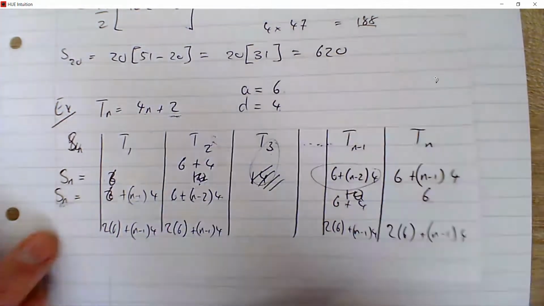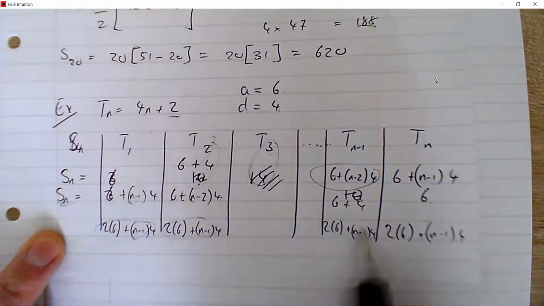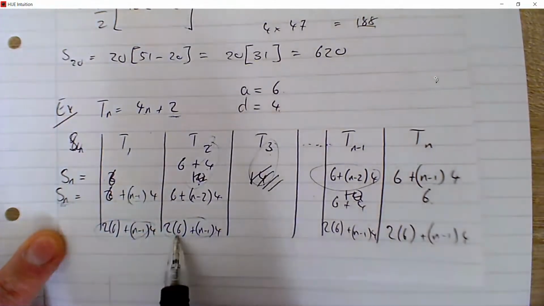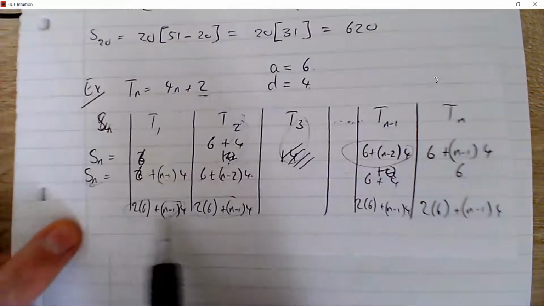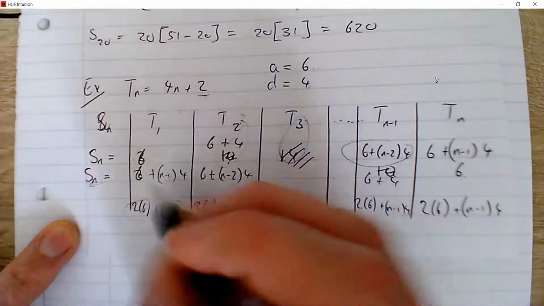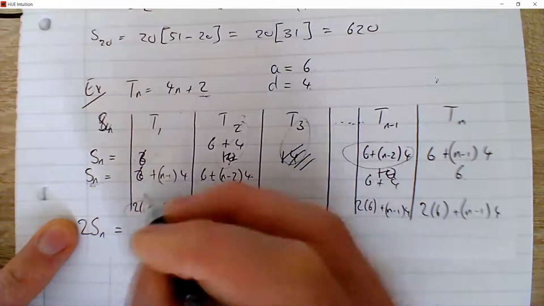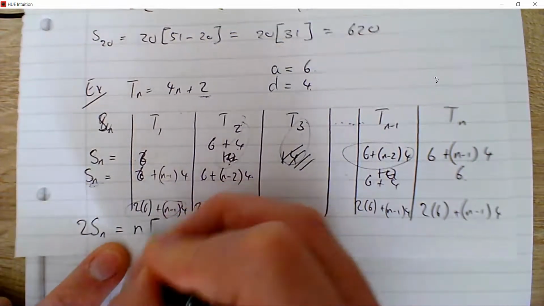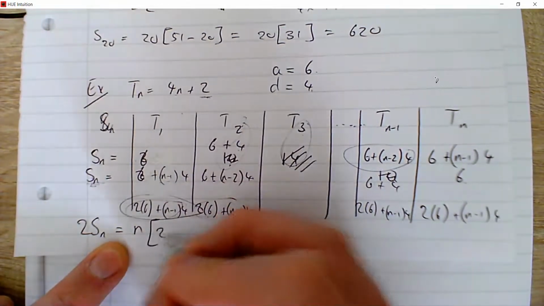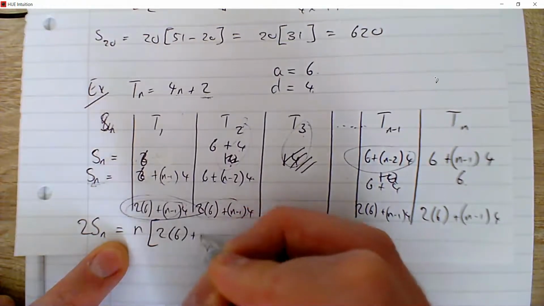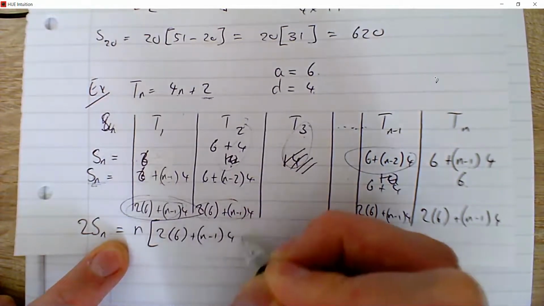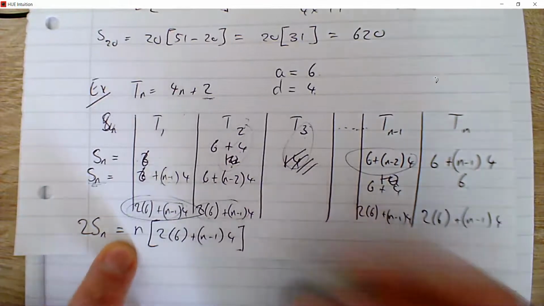Okay, so why am I doing that? Well, it's the same, isn't it? Every single time it's the same. And how many of them are there? There are n of them. So if I want to add this all up, I can say, well, if I add these two together, I get twice the sum of this sequence is going to be n multiplied by this thing, twice 6 plus n minus 1 4s. Okay, n minus 1 common differences.